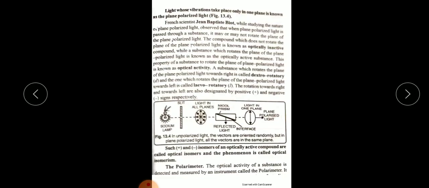Such isomers of an optically active compound, that is towards right and towards left too, are called optical isomers, and the phenomenon is called optical isomerism. And the instrument that is used to measure the optical activity of a substance is called a polarimeter.